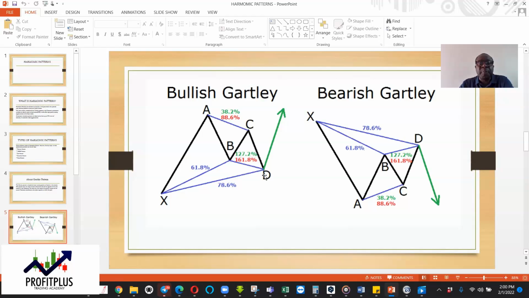When all this agrees, the relationship between D and X should be that D will be a retracement of about 78.6% of the XA move. If you use your Fibonacci retracement tool and drag from X to A, you see B is about 61.8%, so D is about 78.6%, which means it's lower than this level. So D is lower than B, at 78.6%. When all these match or fairly match, you'll be expecting a price reversal zone.